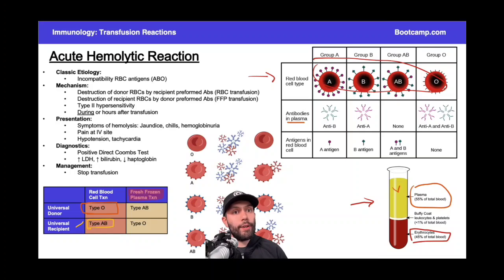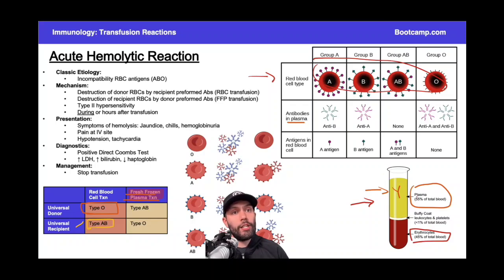The antibodies are going to be in this section, most likely, of the plasma, okay? So if I'm giving somebody plasma, if I'm giving them this portion here, I'm not giving them the red blood cells. I'm just giving them the plasma now. That's what we're talking about: fresh frozen plasma transfusions, not red blood cell transfusions.